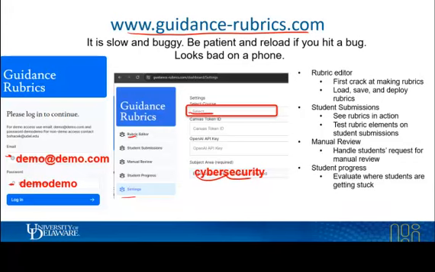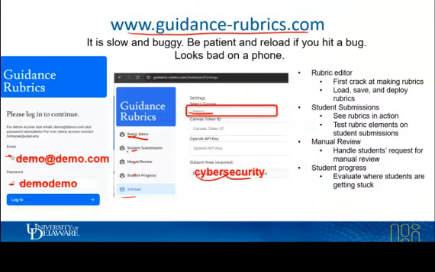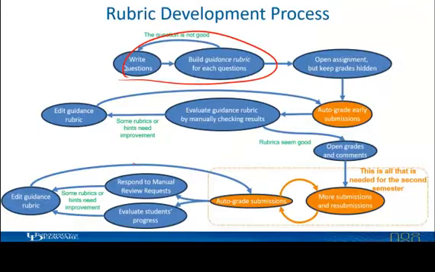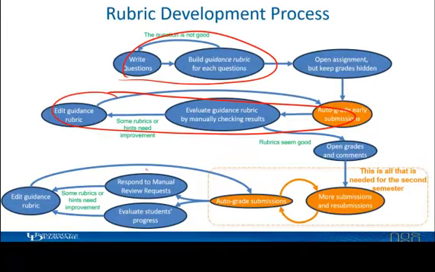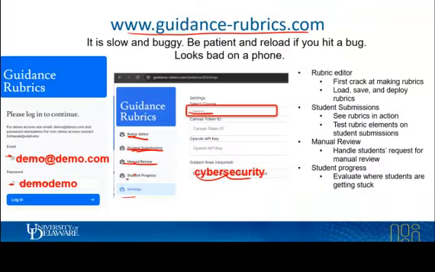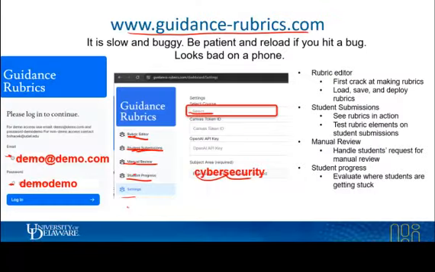And then you can look at these tabs here. This one is the rubric editor. That is this step here. Here is student submissions. That is this step here. And then we have manual review. That's here, where the students have requested a manual review. And student progress. That's for here too. So take a look at the app. You can play around with it. It might be something interesting there.